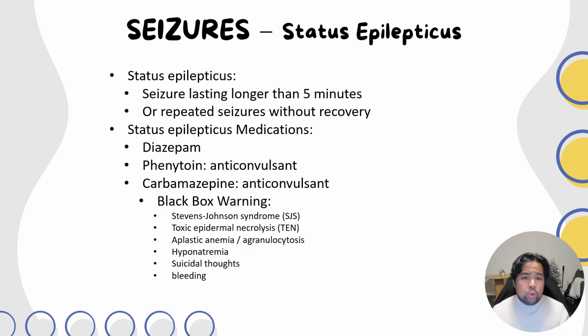One thing that you do want to know about that is we're going to treat it with medication. Diazepam is the go-to medication. Phenytoin is an anticonvulsant. Carbamazepine, also another one. And what I do want to talk about with carbamazepine in particular is that there's a bunch of black box warnings that go with these kinds of drugs, right?